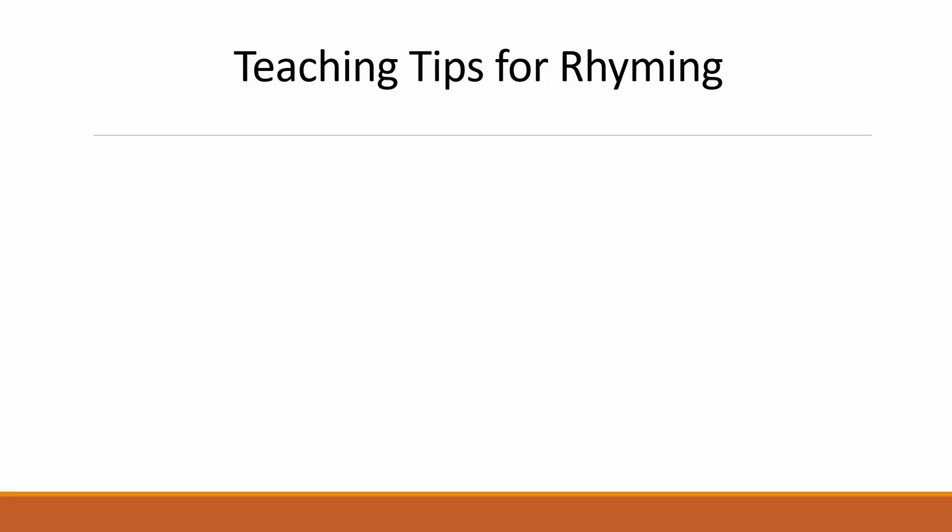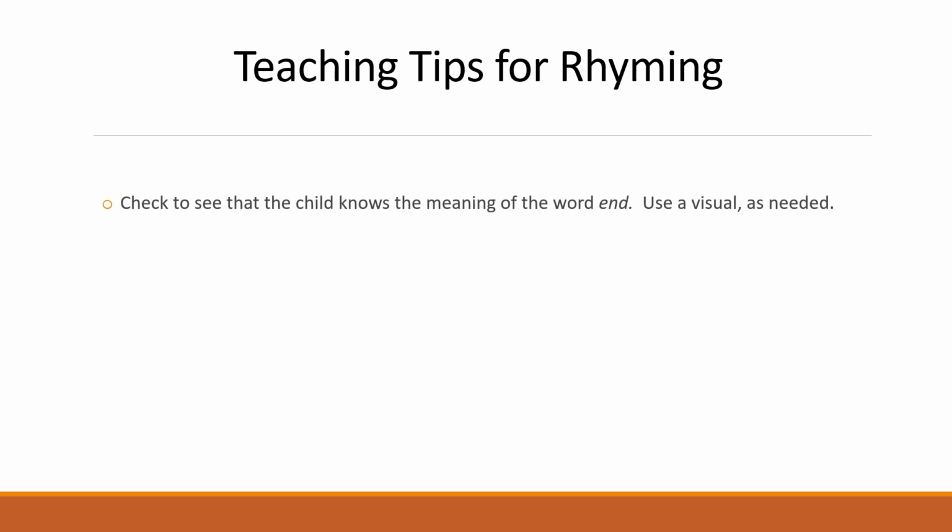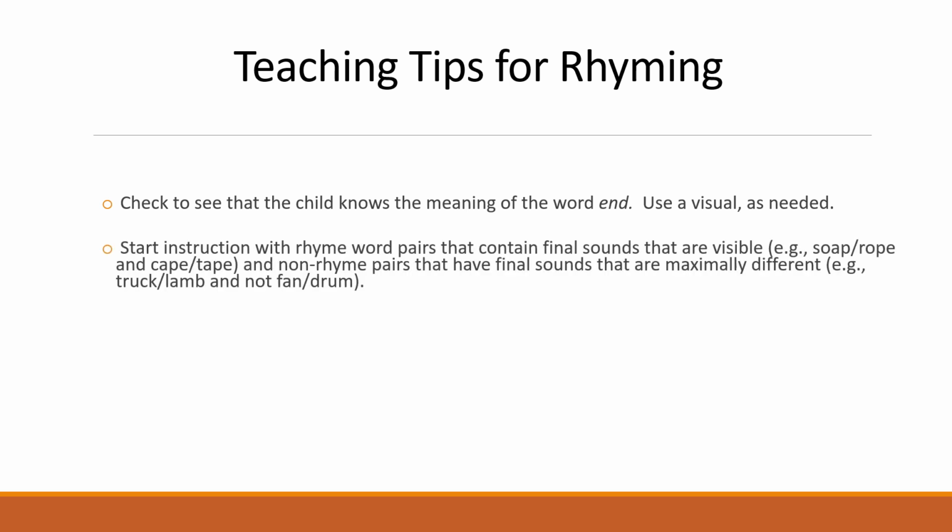Here are a number of tips for teaching rhyming. Check to see that the child knows the meaning of the word end, and use a visual if necessary. Start instruction with rhyme word pairs that contain final sounds that are visible, like soap, rope, and cape, tape, and non-rhyme pairs that have final sounds that are maximally different, like truck, lamb, and not fan, drum.